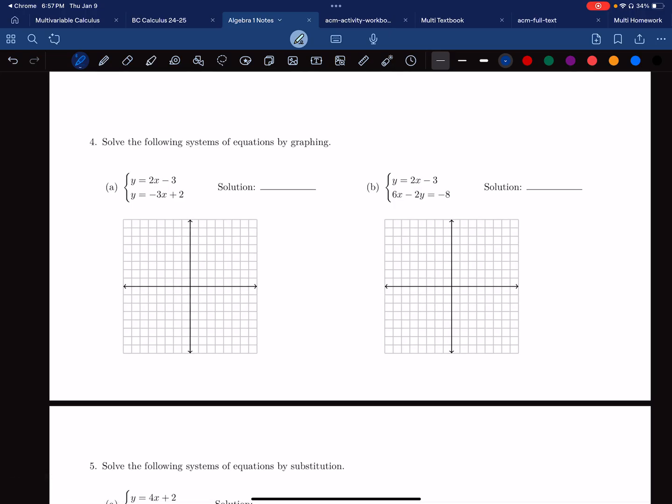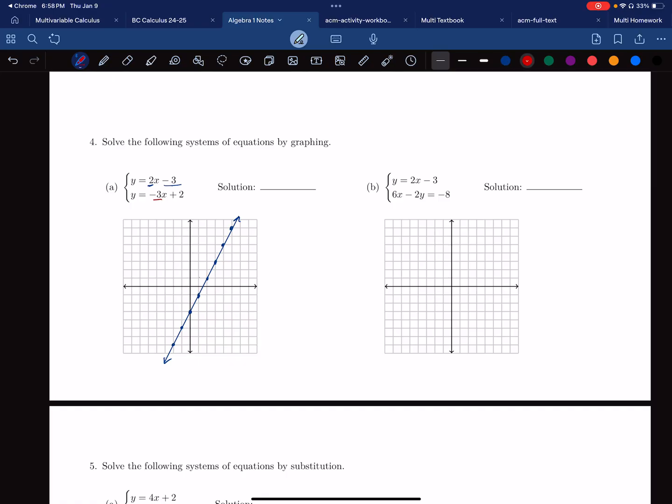For number 4, we're now going to solve by graphing. So we just graph both equations. My slope here is 2, my y-intercept is -3, so I'm going to go down to -3, and then I'll go up 2 over 1, up 2 over 1, up 2 over 1. Also I'm going to go down 2 and to the left 1. My slope was positive, and that I do have.